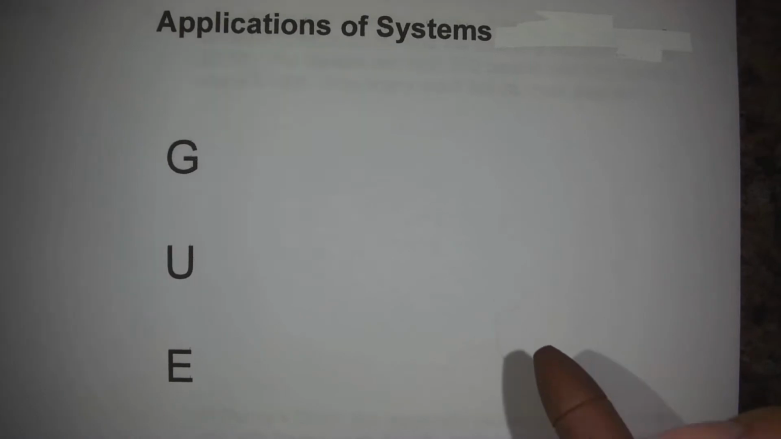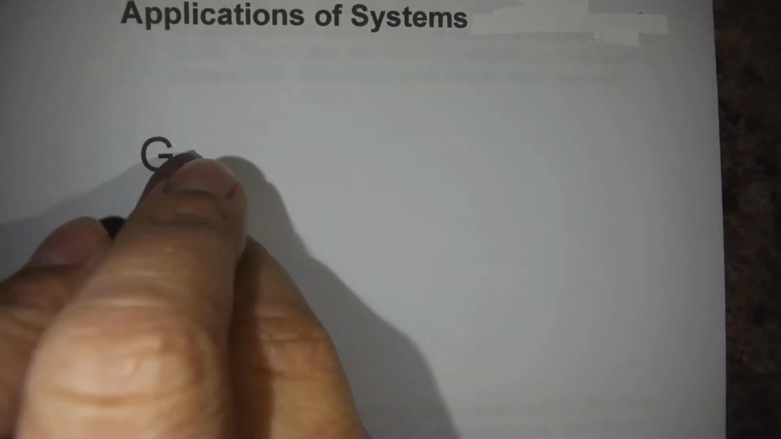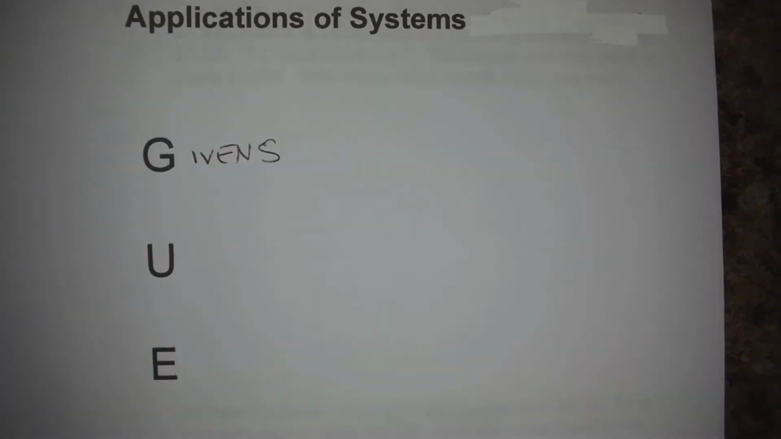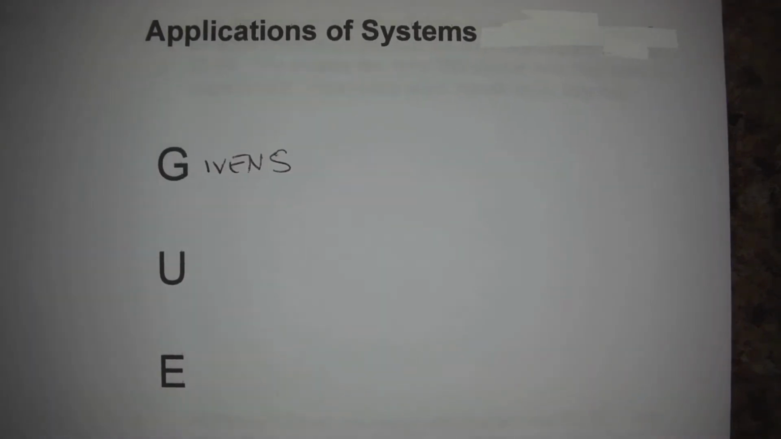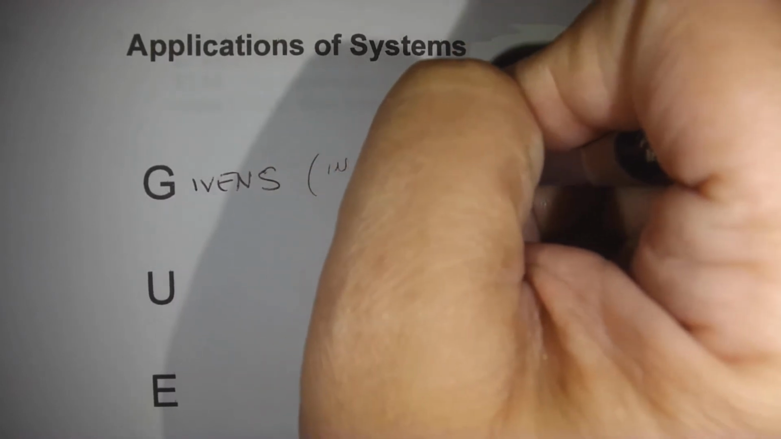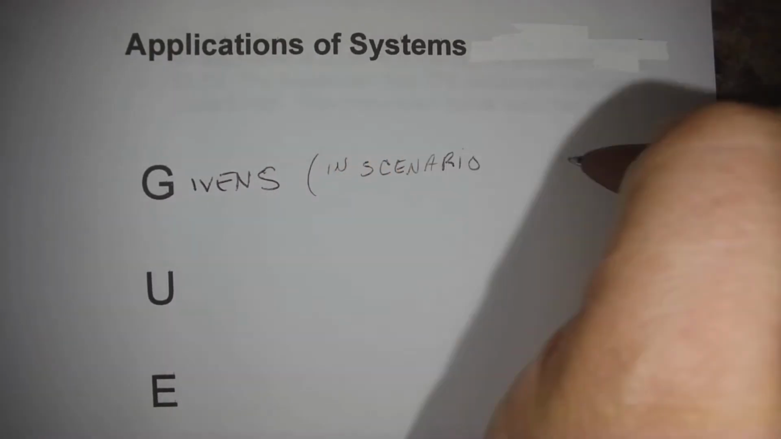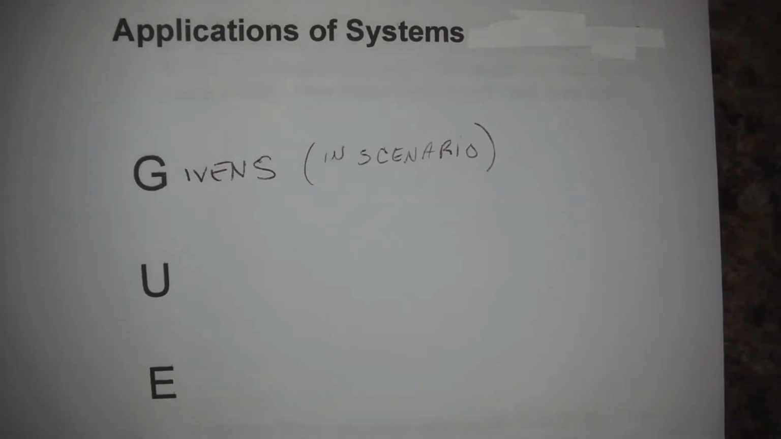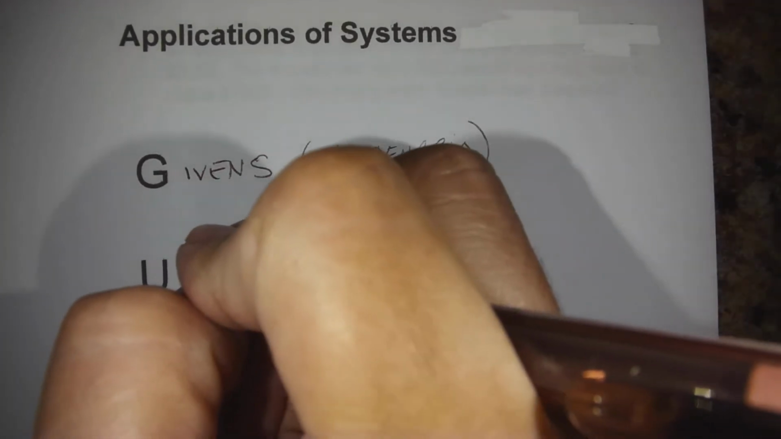So we're going to begin with the G. G stands for givens. Now, luckily, we're never left hanging. We're always given some sort of information, givens. And this is normally found in the word problems. I'm going to call it the scenario. The U stands for the unknowns.